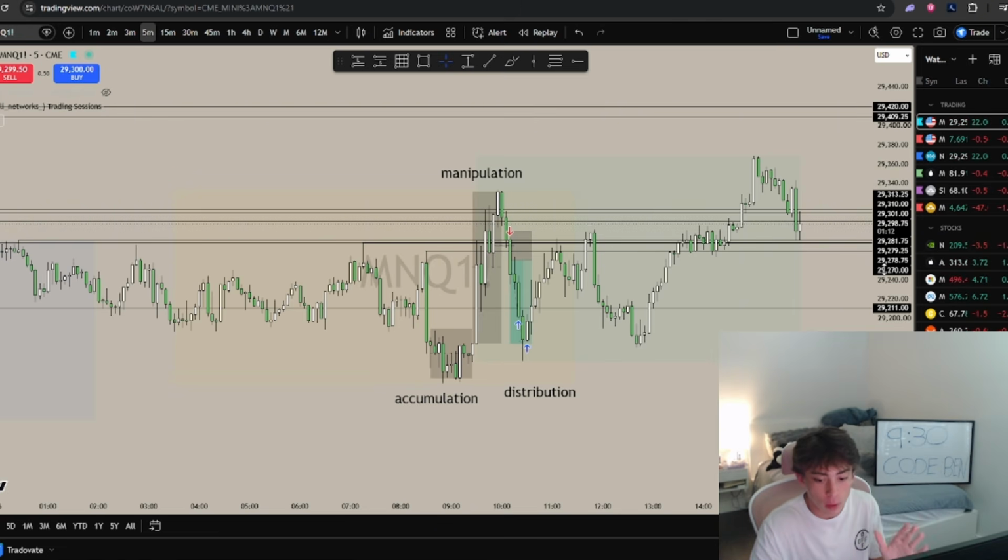Wanted to make it simple, wanted to make it effective just so you guys can learn, because I had some people in chat today after we took this trade. Can you please make a video explaining to me how this strategy works? I'm on it. Let's get it.